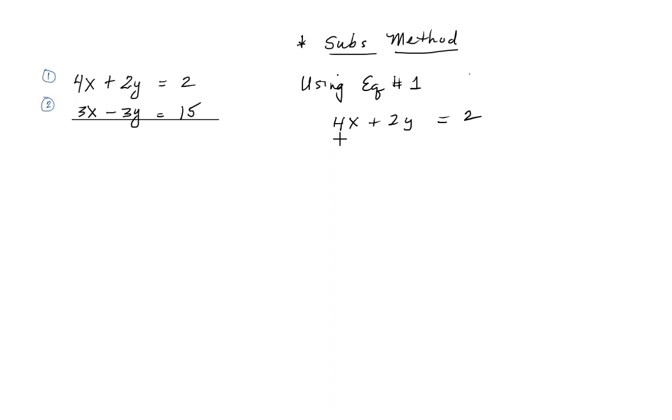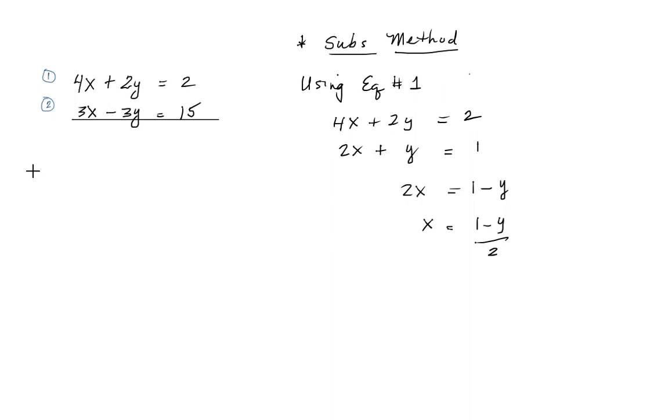So this becomes 2x plus y is equal to 1. And now I'm going to make x the subject of this equation. So I have 2x is equal to 1 minus y, to transpose this y over here. Divide both sides by 2. I have x is equal to (1 minus y) over 2. Now I have something to substitute into equation 2.